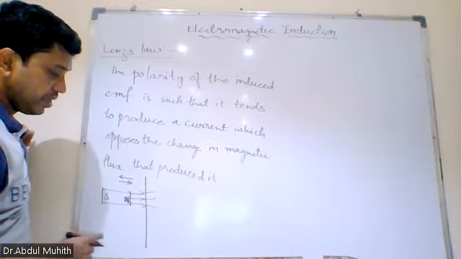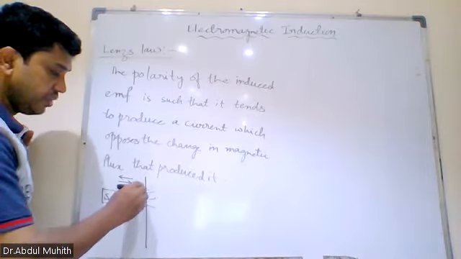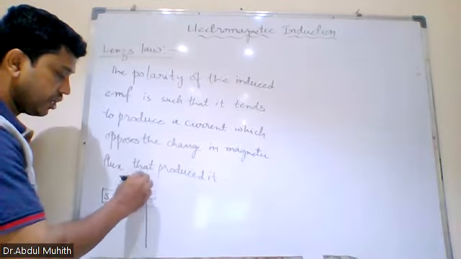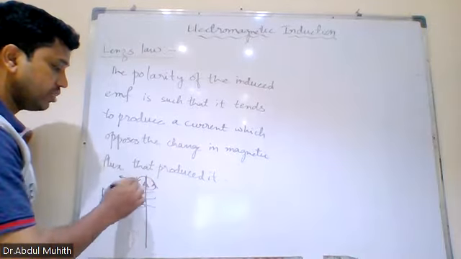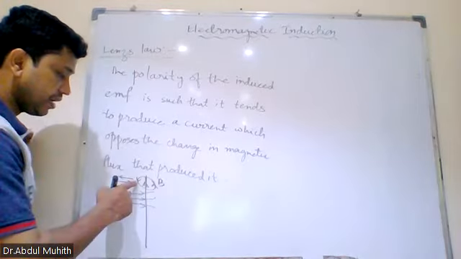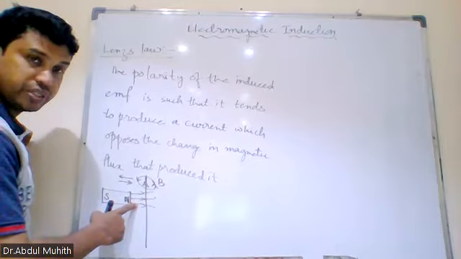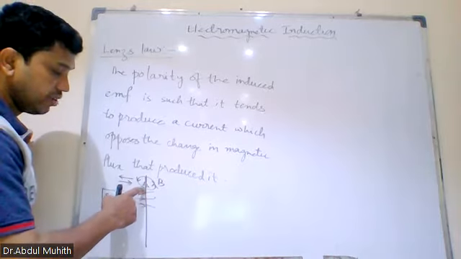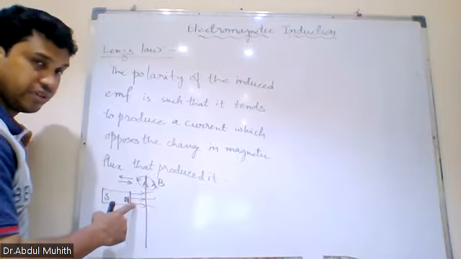Due to which what is happening? Current is induced in the wire. When the current is induced in the wire, around it there is a magnetic field. This magnetic field started repelling the magnet's magnetic field. Understood now? The magnetic field produced by the wire is repelling this magnetic field.